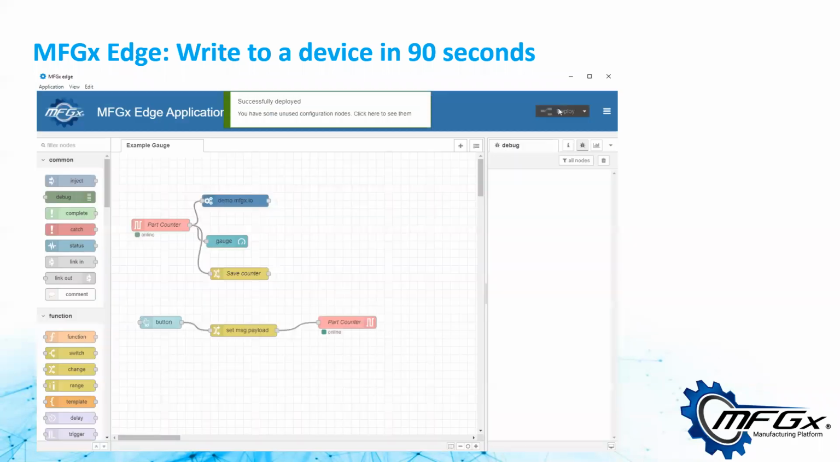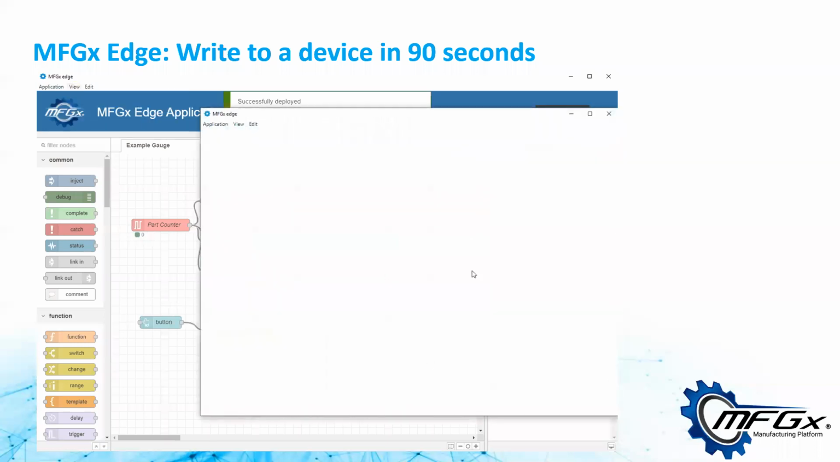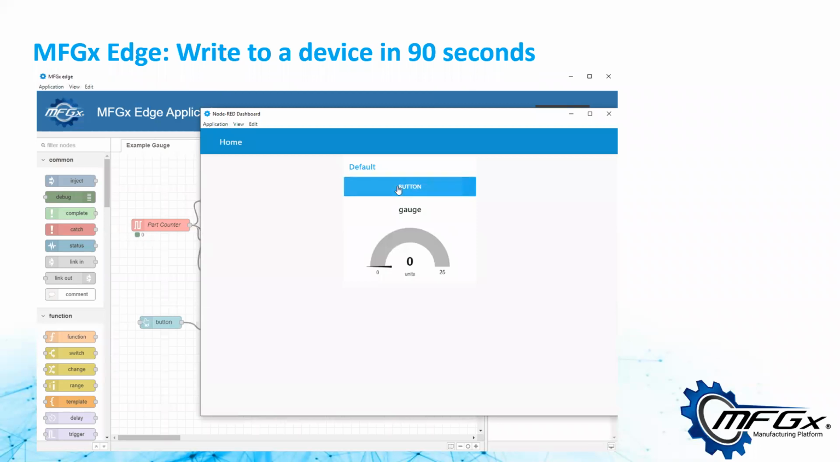Once I click deploy, those changes are available in my dashboard. And I can start clicking buttons. You can see the counter increasing.